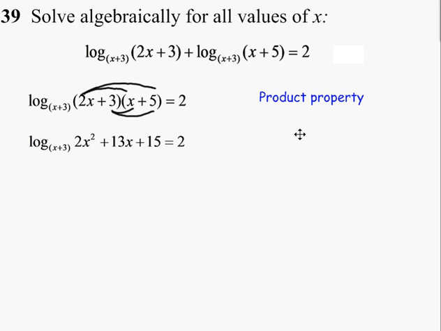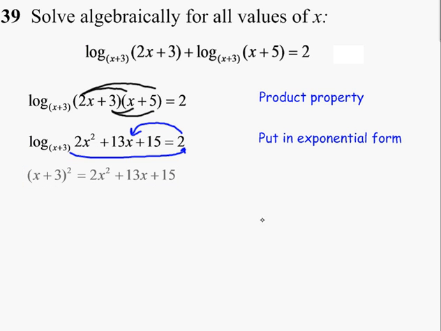All right, now we're going to put this in exponential form. What you're essentially doing is taking the base, which is x plus 3, and raising it to the answer, and setting it equal to this. So you get x plus 3 squared equals 2x squared plus 13x plus 15.